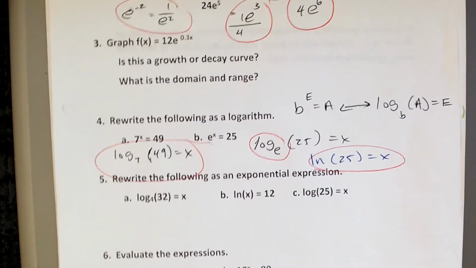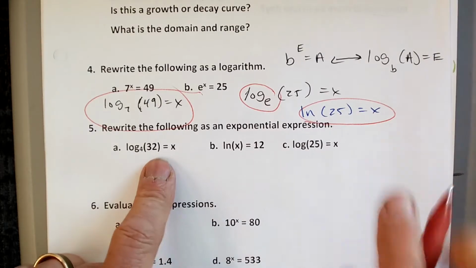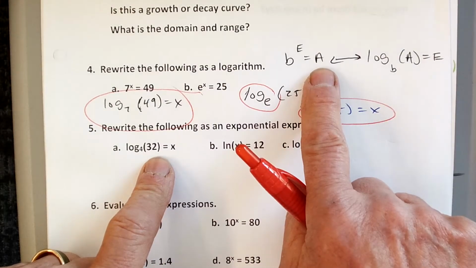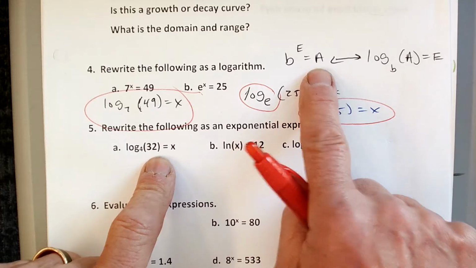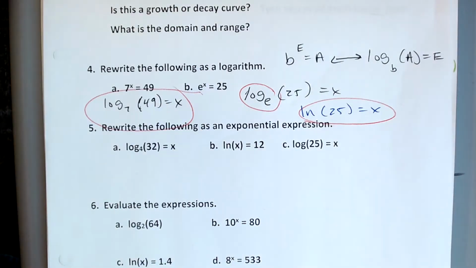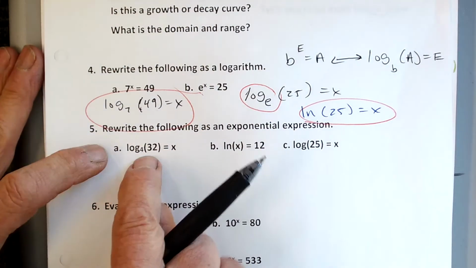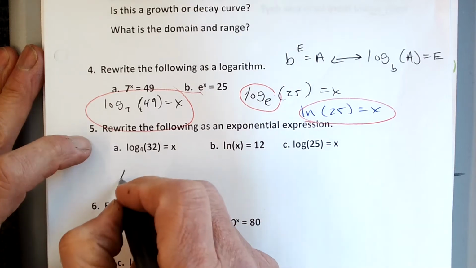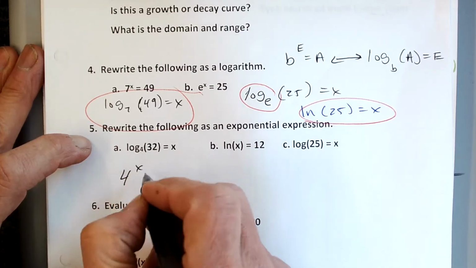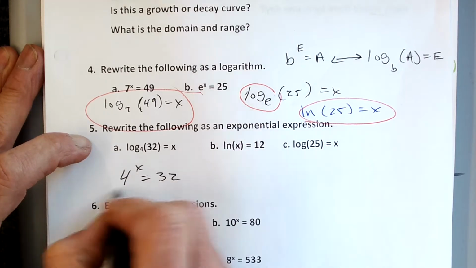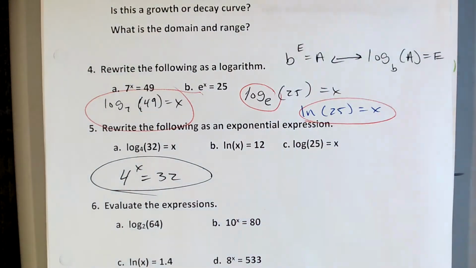Okay, 5. We're going to rewrite this from log form to exponential form. Okay, so we're going to take it from here to here. So I'm going to rewrite this as, you ready? 4. That's my base. My base is 4. 4 to the x power equals 32. Done. So all you got to do is just rewrite it. You don't need to solve it, just rewrite it, okay?